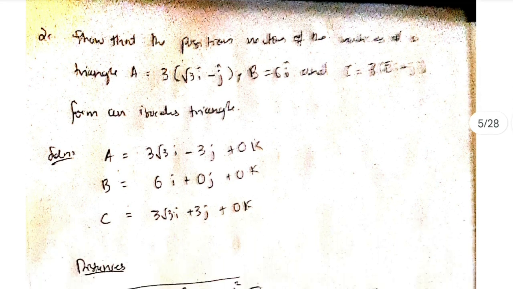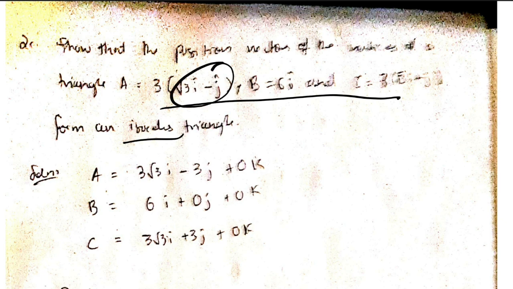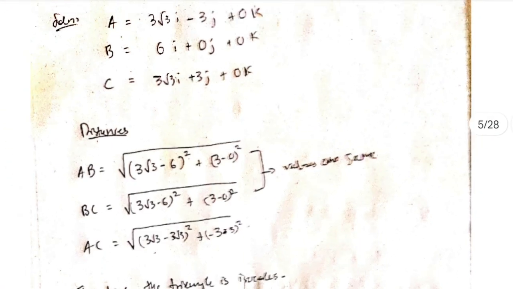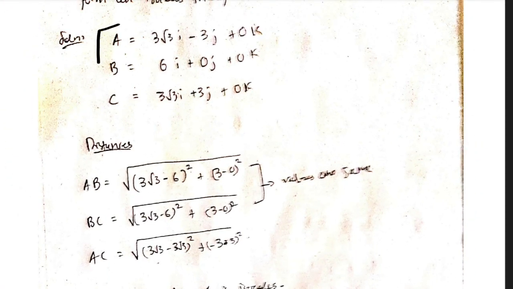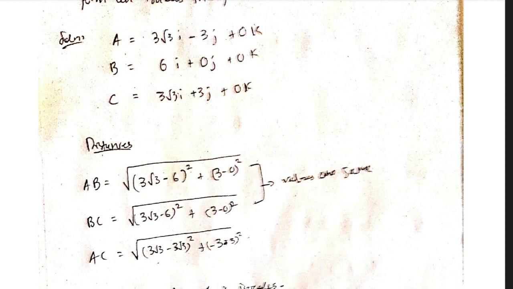The third type of question is the position vectors, and the triangle is given to us. We have to find out that it's an isosceles triangle. Just use these points here to write the equation. After we have written the equation, the distance is calculated as this one. If the distance is to be calculated between a and b, subtract these both and square it. Subtract these both, write it and square it. Subtract these both, write it and square it, and take the square root of it. When you do that, you will get the distance AB. Do the same thing for BC and AC also.